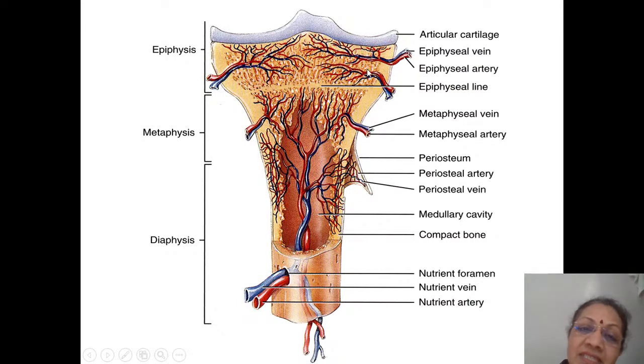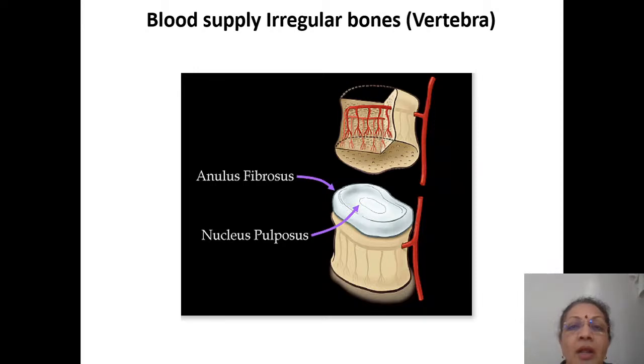So the epiphysis itself, again, cancellous bone is having its own artery and vein, maybe 2, maybe 3, there's several over here. And as you can see, the articular cartilage is not going to be supplied through this route at all. In irregular bones, we talked so far about long bones.